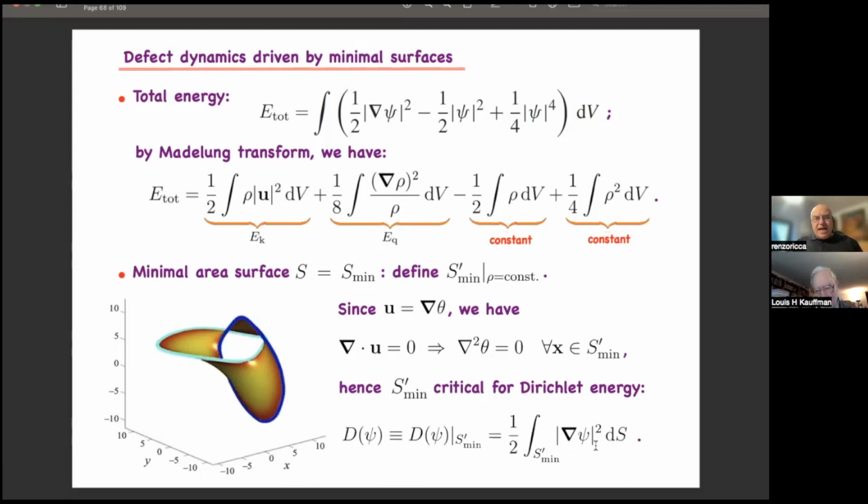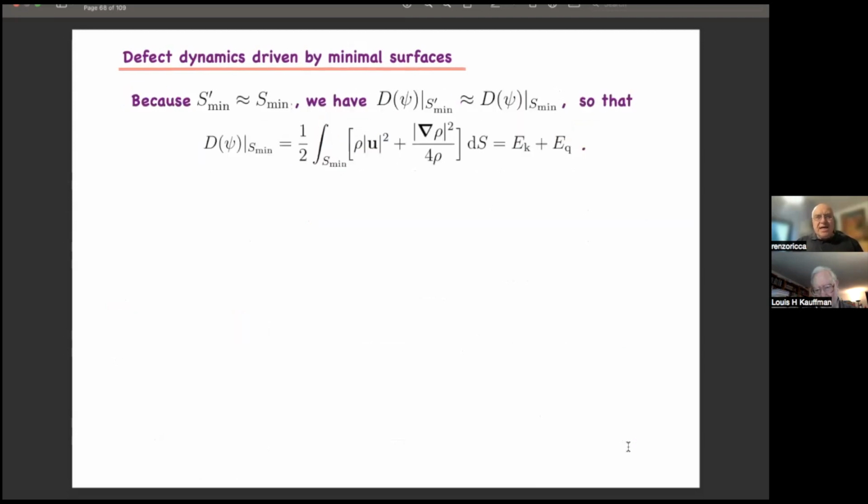Now, this Dirichlet energy is expressed in terms of this potential psi. Let's have a look at what this Dirichlet energy is. Under this approximation, the Dirichlet energy comes out to be just the sum of these two quantities, and indeed is what we expected: the contribution from kinetic energy and the contribution from quantum energy. Now we are ready to explore how these quantities behave on this particular surface S min.